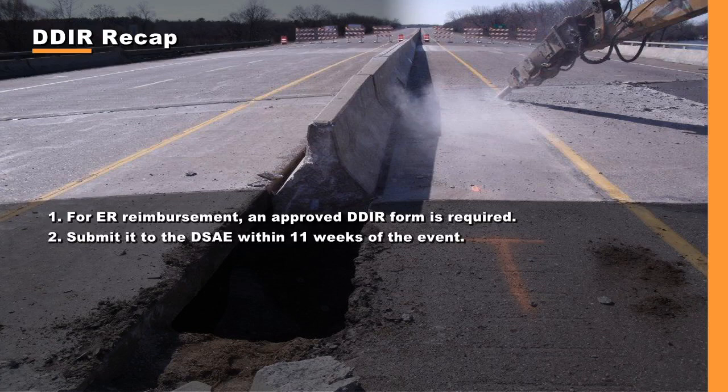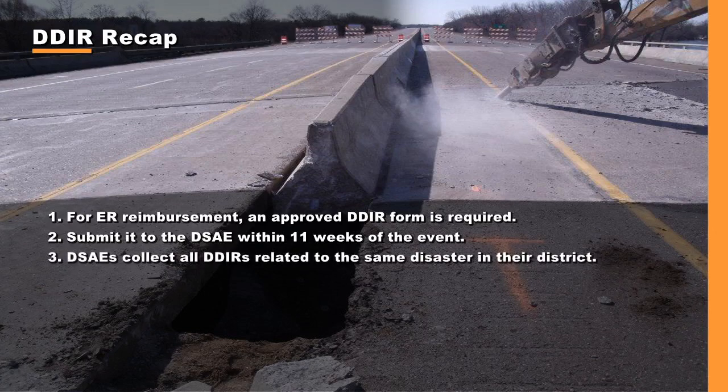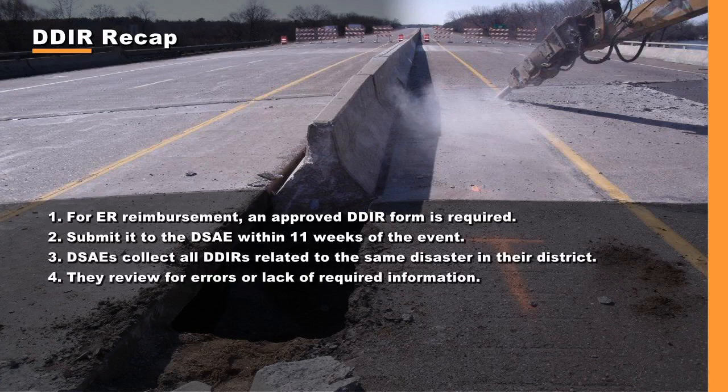Remember, your organization's DDIR form must be completed and submitted within 11 weeks of the event to your DSAE, eventually making it to MnDOT Emergency Management. Without this, your expenditures will not be considered for reimbursement. 3. DSAEs collect all DDIRs related to the same disaster in their district. 4. They review the DDIRs for errors or lack of required information. Their approval of the DDIR is also approval of permanent work concurrent with emergency restoration.